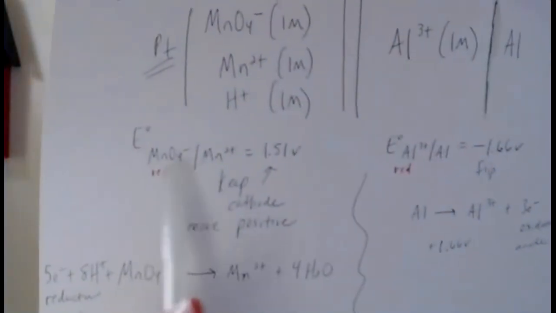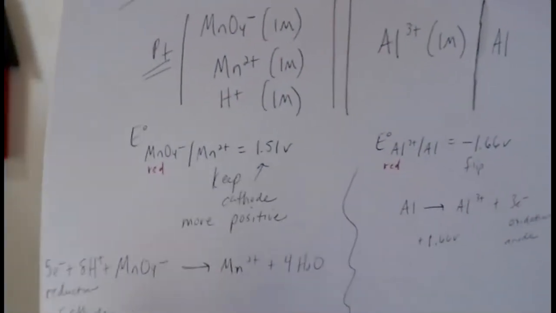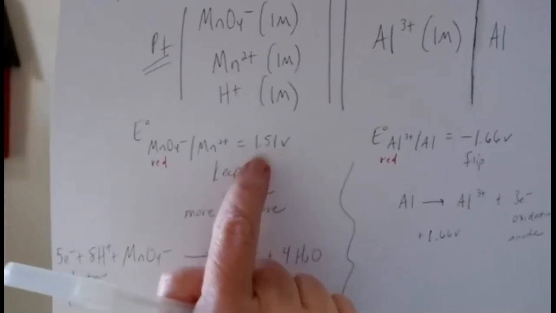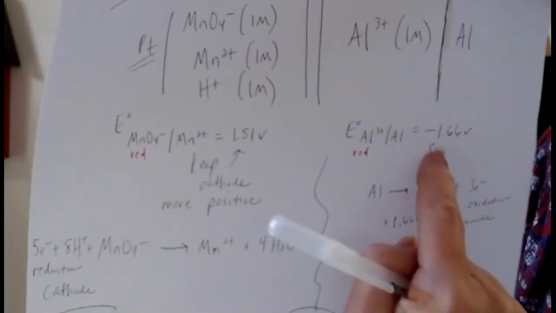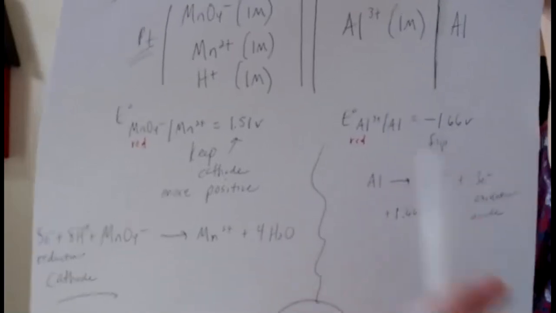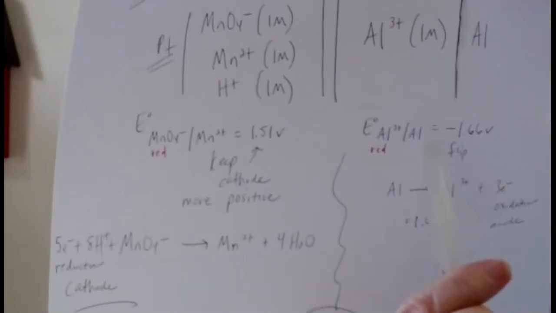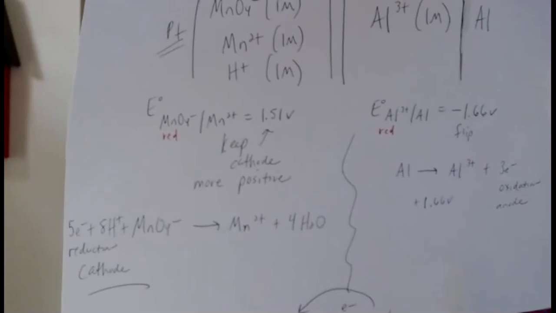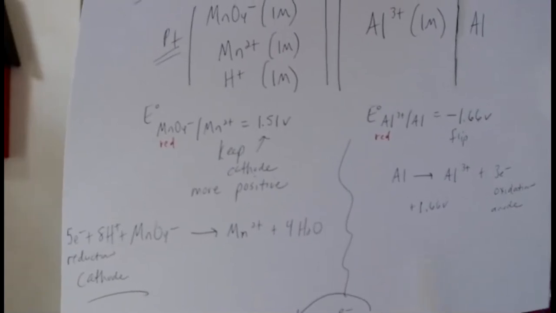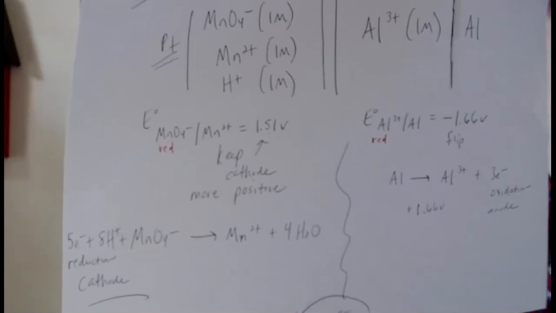So back to here. These are both reductions. You keep the more positive number. You flip the other one. If you flip this, you changed it from reduction to oxidation. Okay, now I understand.